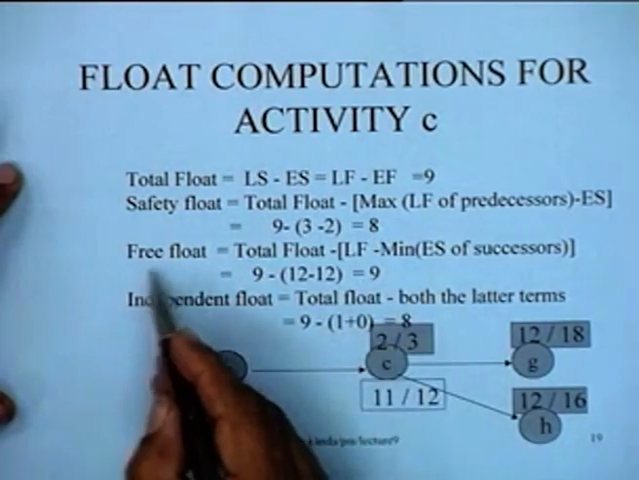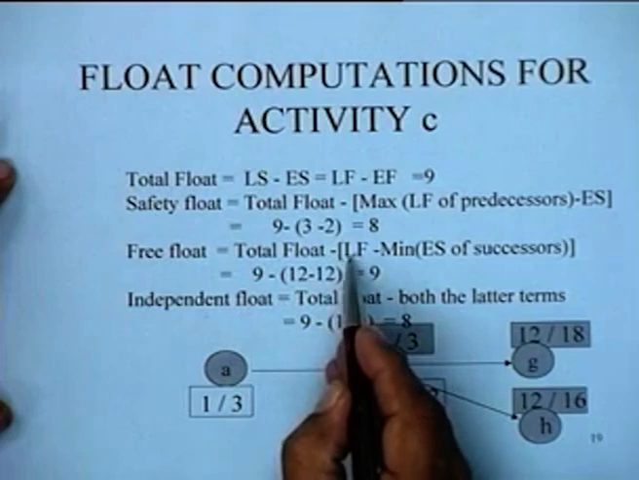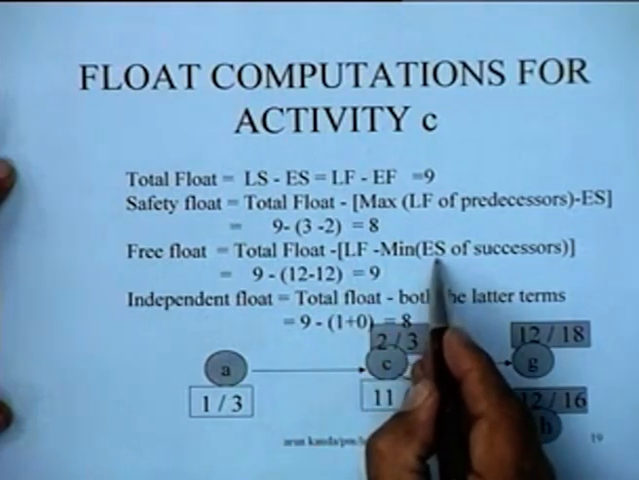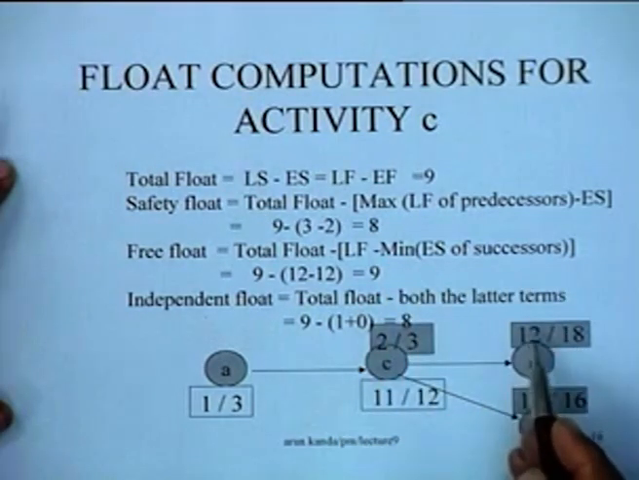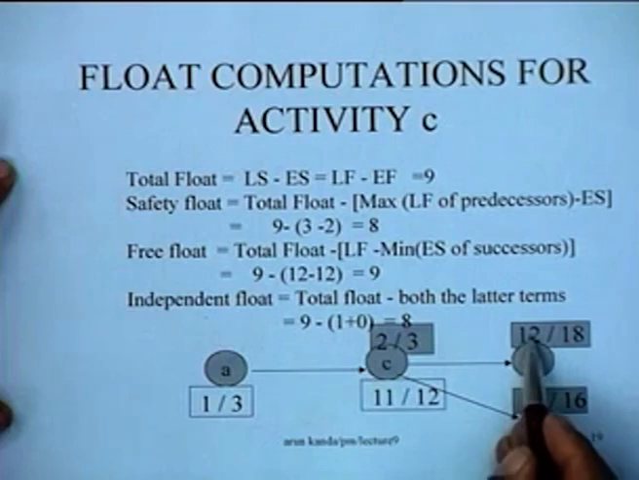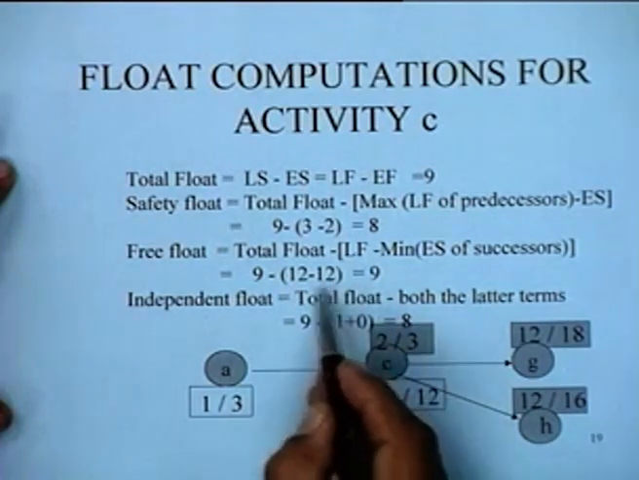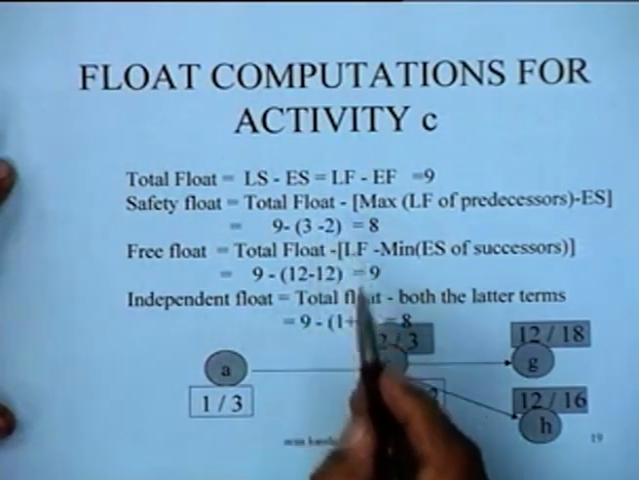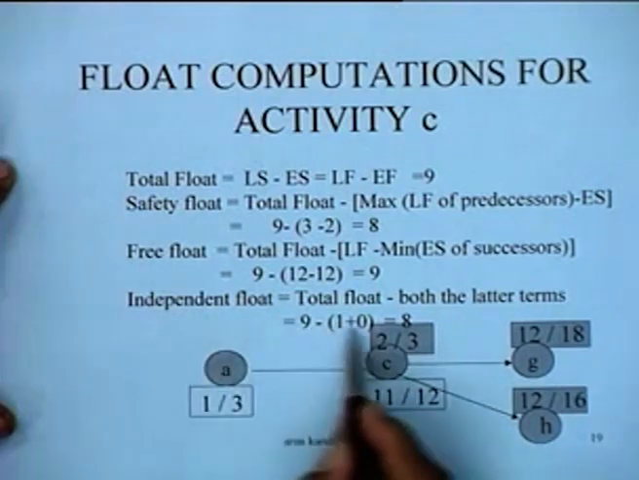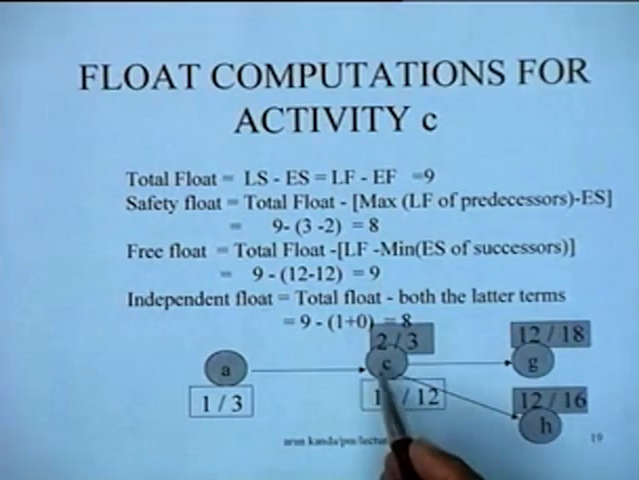Similarly, when you are computing the free float for this particular activity, this will be total float minus late finish minus minimum of the early start of successors. How are you going to compute the early start of successors? These are the two successors. The minimum of these two values happens to be 12. The latest finish for this activity happens to be 12. So 12 minus 12 is 0, and 9 minus 0 is 9. So this is 0 and this is 1. You subtract both of them from 9 and you get the independent float, which is 8. So we have 9, 8, 9, 8 for activity C.